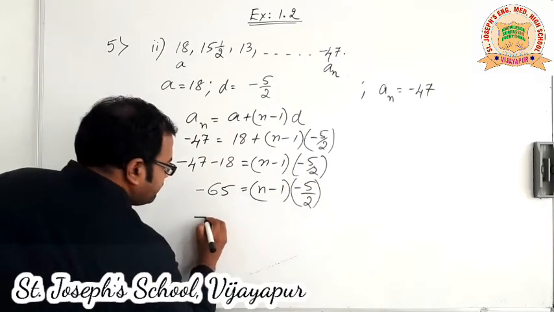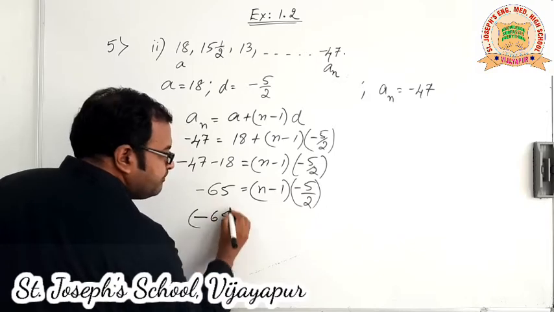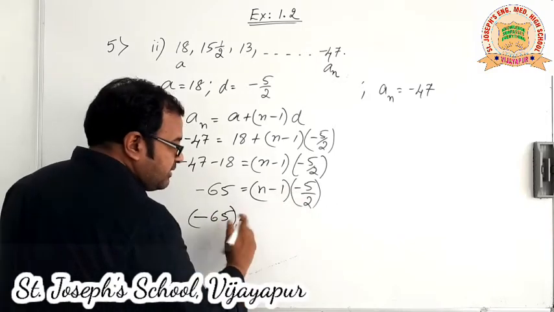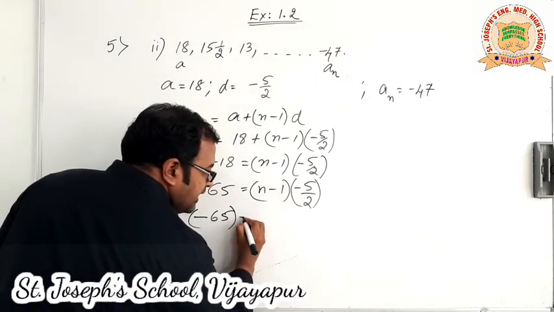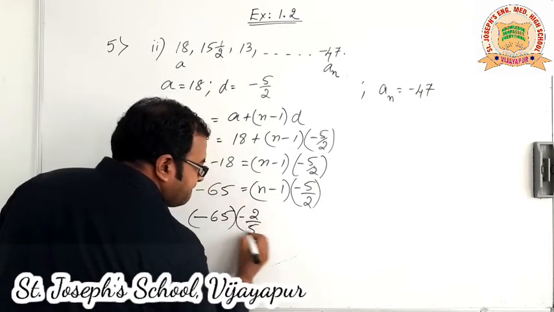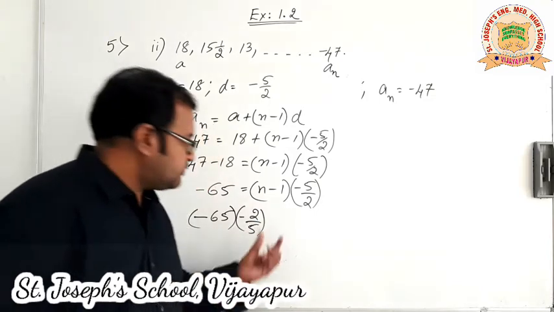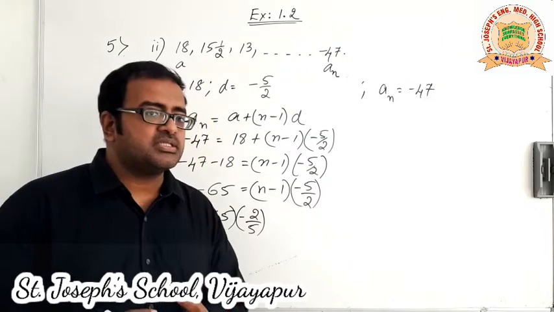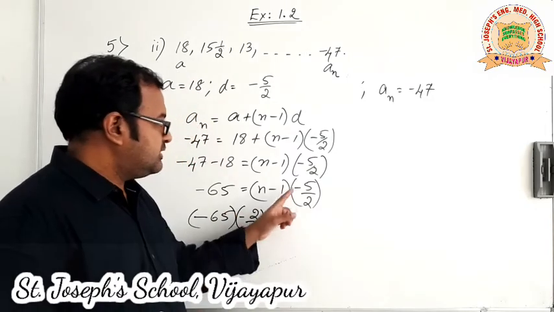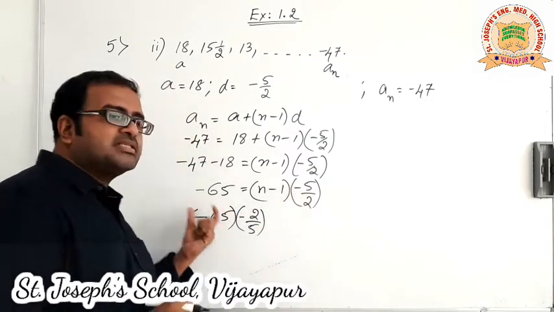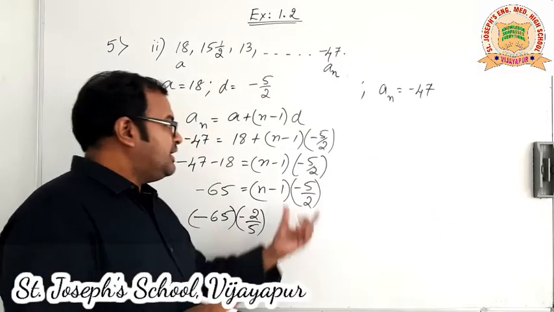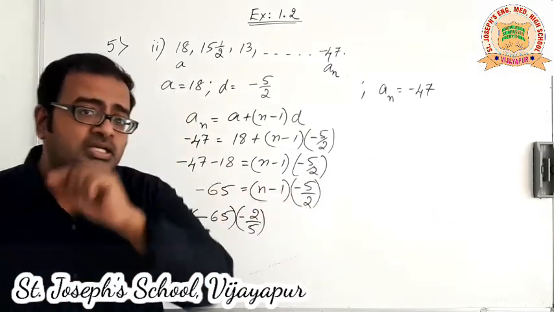So this is minus 65. Minus 5 by 2 becomes minus 2 by 5. This is one particular thing where most of the students make small errors. They confuse it as minus 5 by 2 comes this side, becomes plus 5 by 2. No, it's a product, so sign will not change.